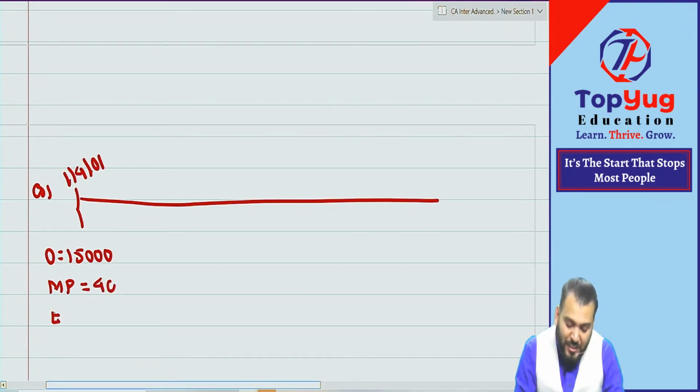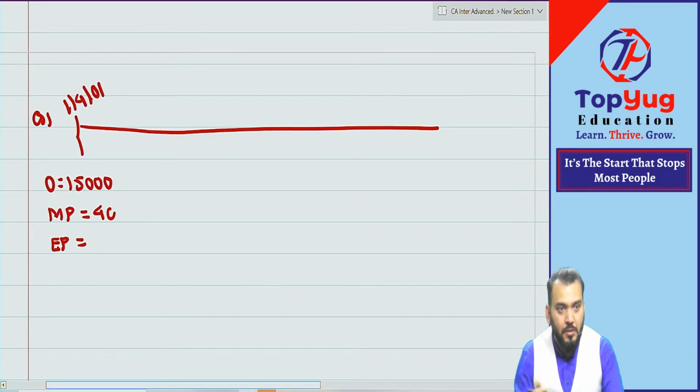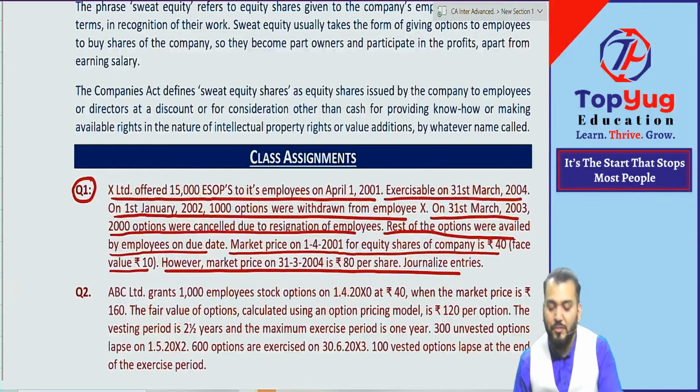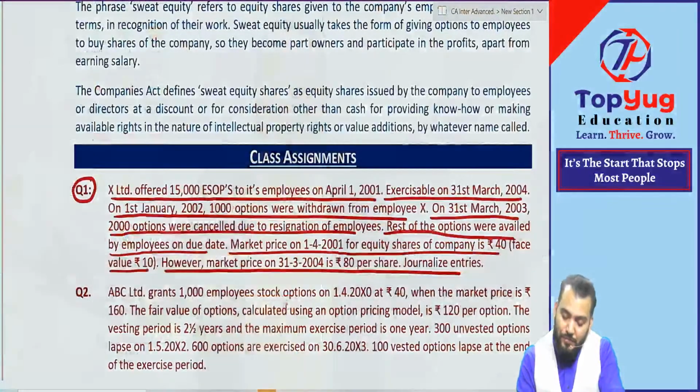Then what is the market price on this date? What is the exercise price on this date? He offered 15,000 ESOP to his employee, but they have not given the exercise price. So whenever exercise price is not given, what will you assume?